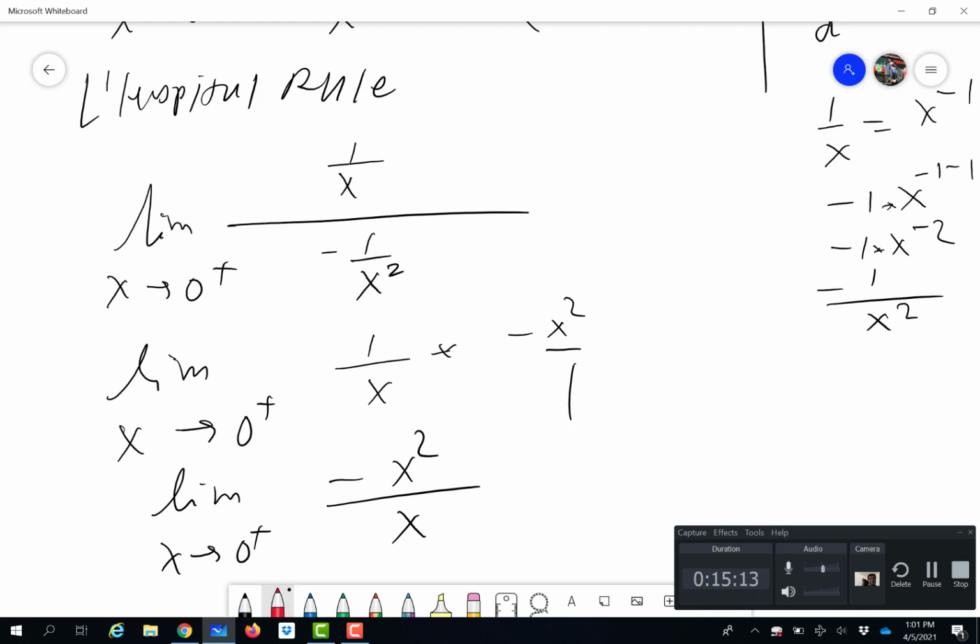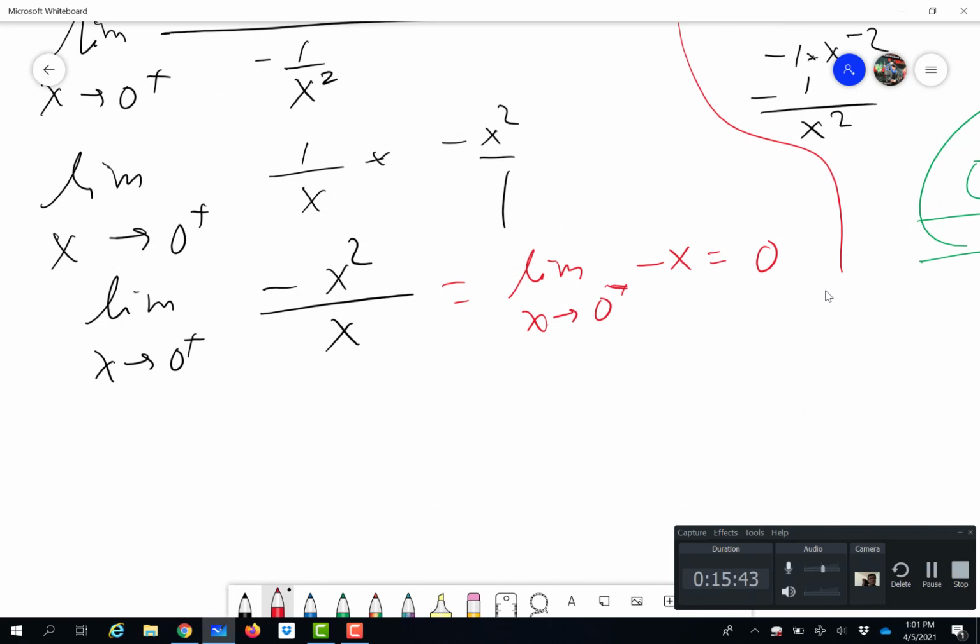Now look what we got. x square over x. So what is x square over x? Well, one x we can cancel, right? So we got limit x tends to 0 plus of negative x. So when you cancel one x, we got negative x. When you plug in x equal to 0, we got 0. Yeah, so here we got the value 0, right? The limiting value is 0. I believe that will make sense for you.